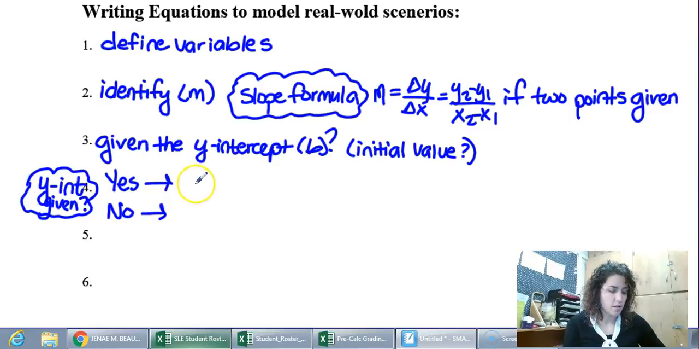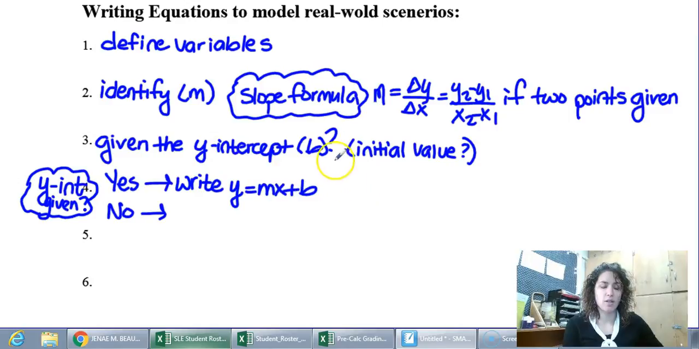If it's a yes, we can go straight to write y equals mx plus b. Because if we got our slope in step 2, and I'm given the b value, either from the graph or I see the initial value, if it gives me the starting value, I can just go straight to writing y equals mx plus b. If I'm not given the y-intercept, we're going to be using our point slope skills.